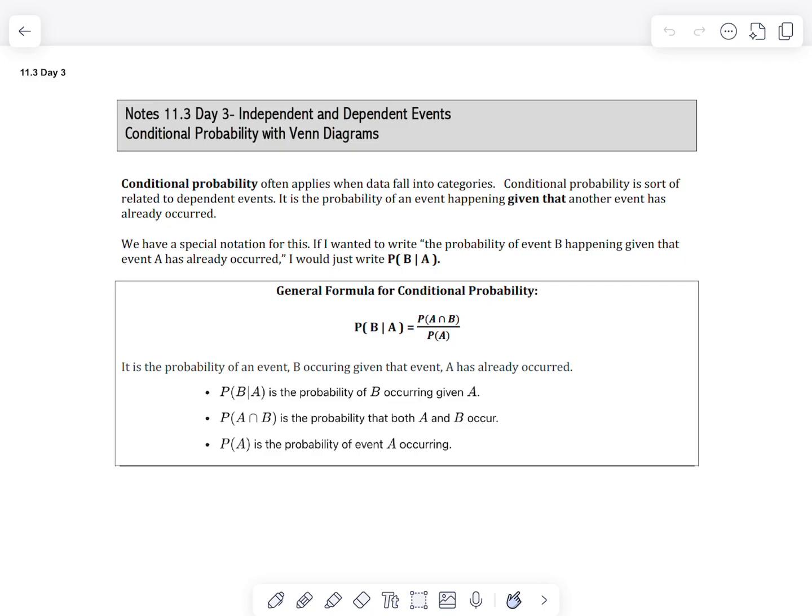If I wanted to write the probability of event B happening given that A has already occurred, so event A is the first event and event B is the second event, we would write the conditional probability of B given A occurred. There's a formula below in this box, and it denotes the importance of the numerator being both events occurring, and then the denominator is that first event occurring.